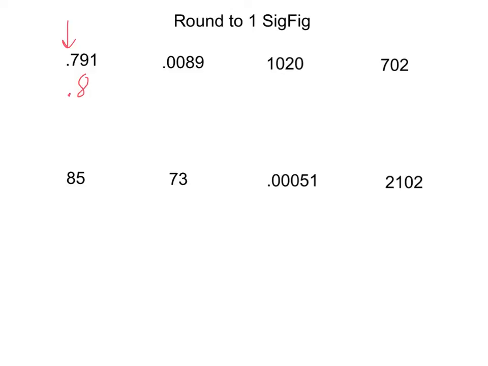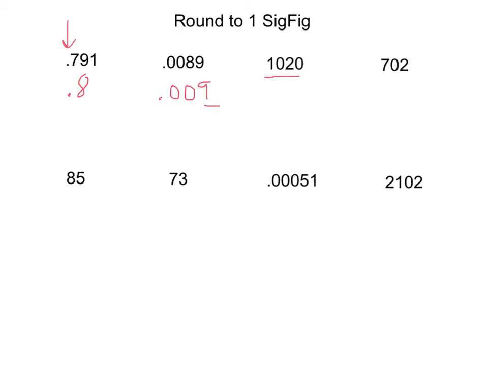Okay, so for 0.0089, this has 2 significant digits, so I need to get rid of one of them. Obviously what I want is to have these 2 zeros stay there because they don't count. They're not significant. They're placeholders. They're leading zeros, so they're going to stay there. That 8 has to be rounded up, though, to a 9. And that's my one sig fig right there. Tricky, right?